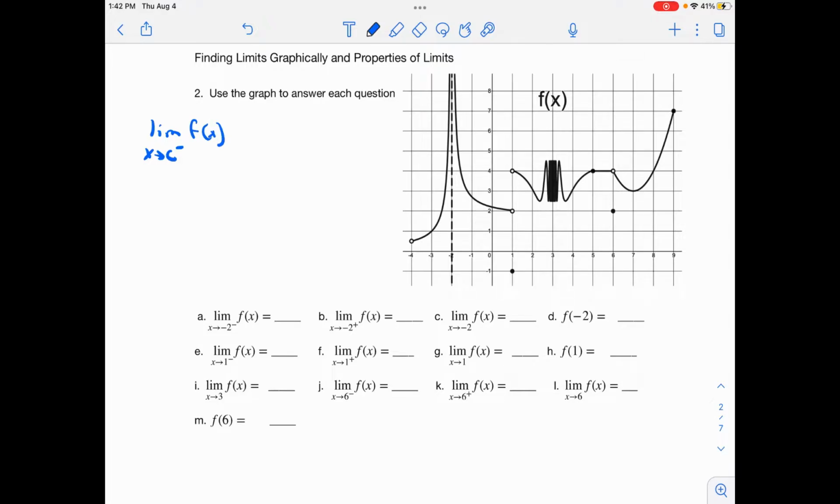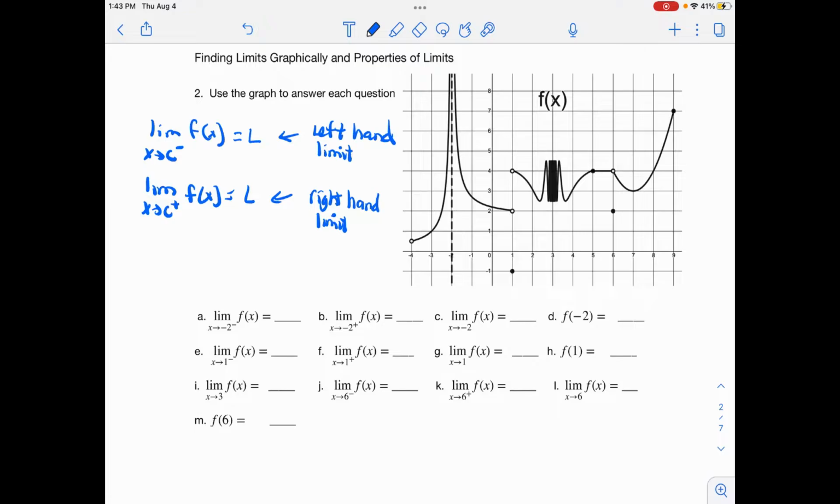What that little minus sign means is that we only care about what's happening from the left-hand side of that x value c. This is called a left-hand limit. And so we're only looking at the one side. And if it has a little plus sign, you probably figured that out, that is only looking at the right-hand side.